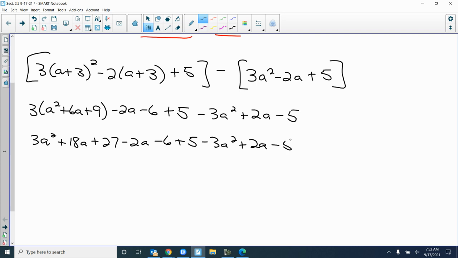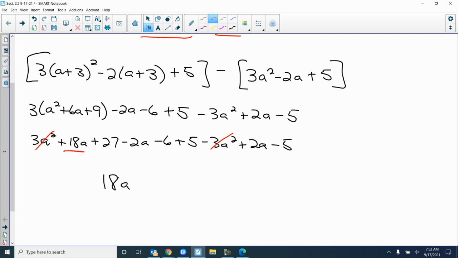has already been distributed. Now all you have to do is combine like terms. But I got 3a squared and then negative 3a squared. So those add up to 0. Okay, those are gone. 18 minus 2 is 16. 16 plus 2 is 18. So that all ends up equaling 18. That's where the 18a comes from.